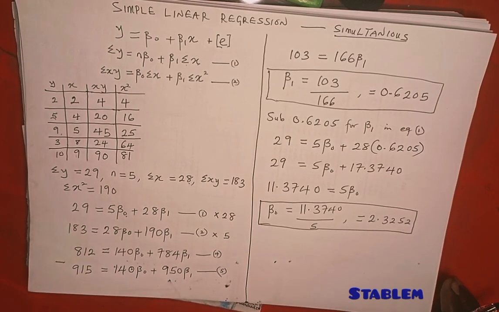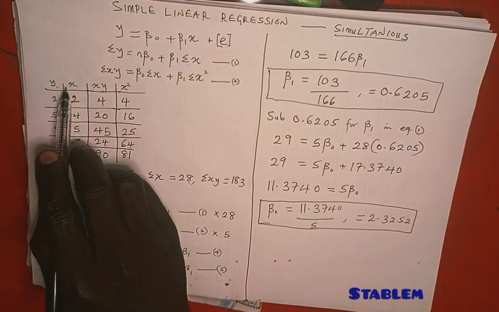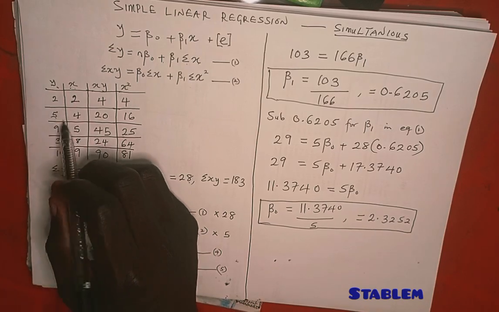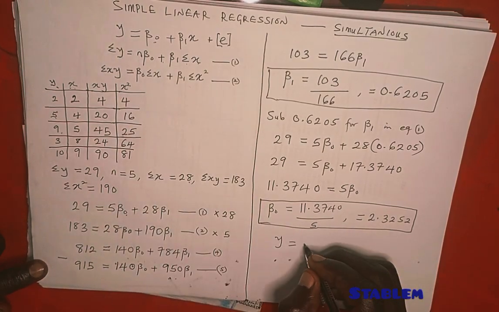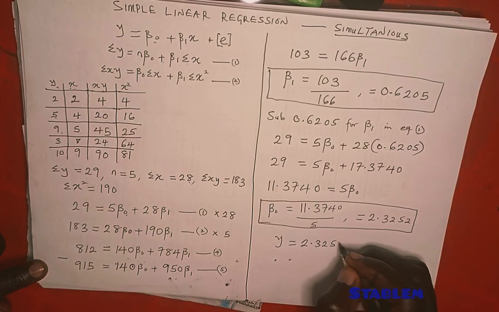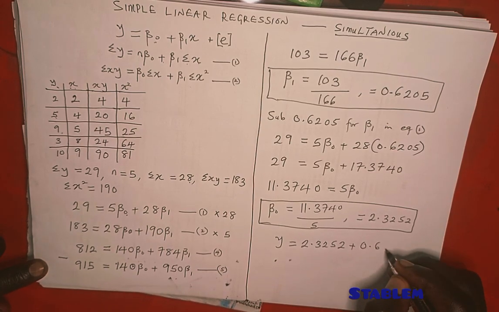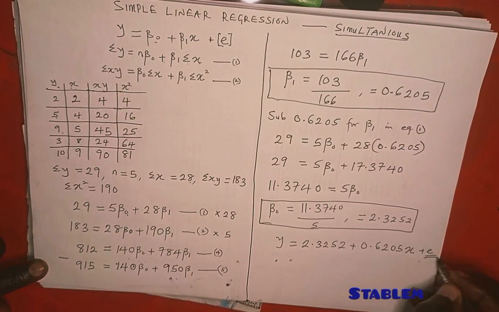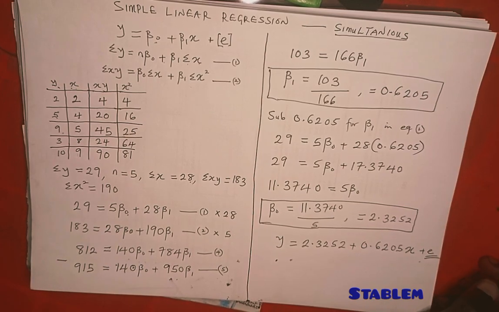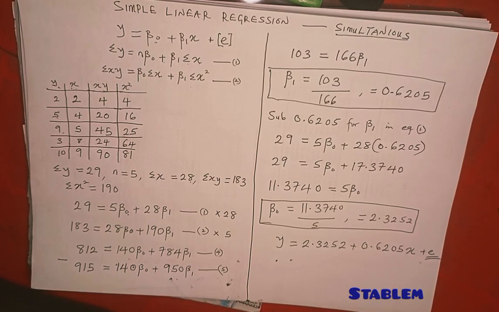We have 2.3252. Now, the simple linear regression model, considering these two variables given, that is one dependent and one independent, we're going to have y equals beta naught. Instead of beta naught, we'll put this value there, which is 2.3252, plus beta 1. We have our value of beta 1 to be 0.6205. Then we have an x plus error term, although we are not looking at the error term aspect of this regression now. So this is how to use simultaneous equations to find the value of the parameters of simple linear regression.